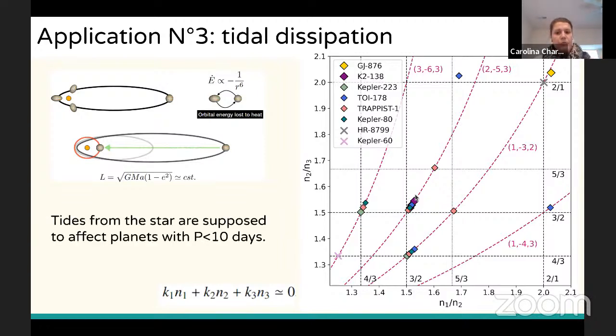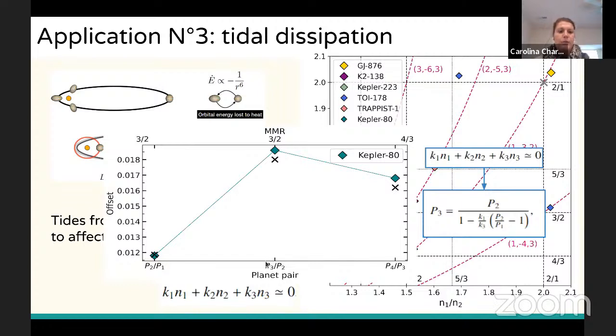And so what we did was, here I show you the case of one of the systems, which is Kepler 80. We plot the offset, and we see that they follow this trend right here. And if we compute the periods following the three-planet commensurability, we see the same trend that is shown here in black crosses. So we see that the shape of the departure from the resonance is following a trend that is governed by the three-planet commensurability.